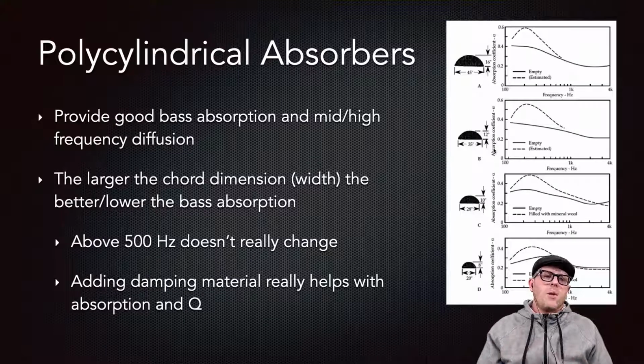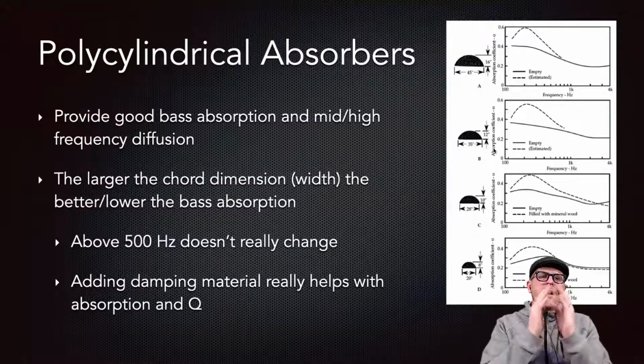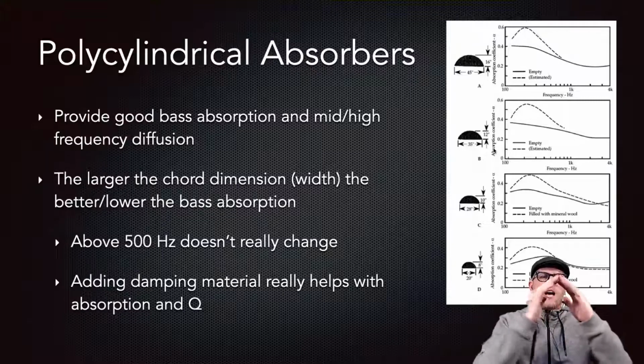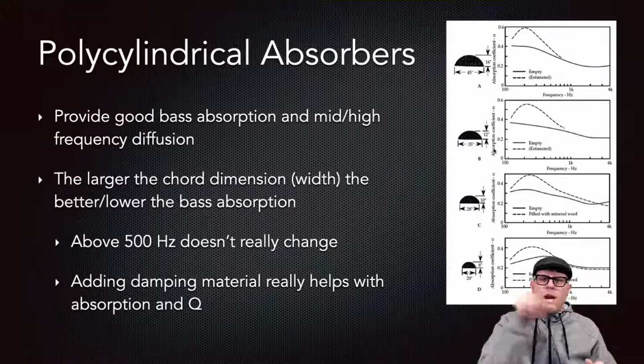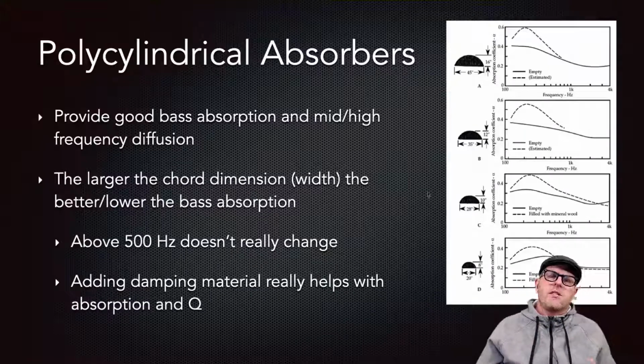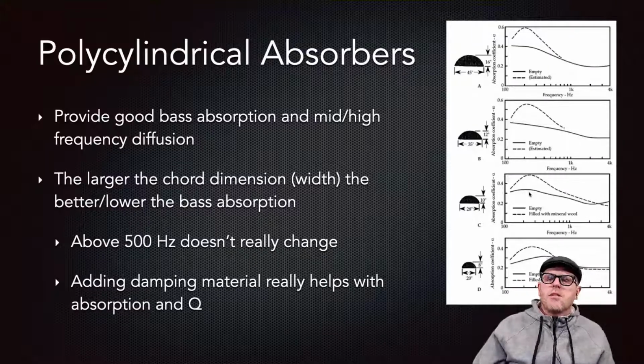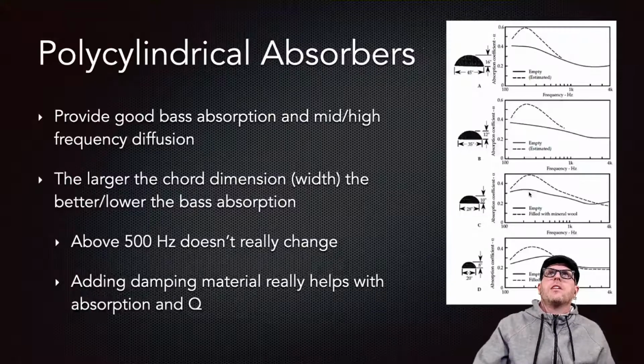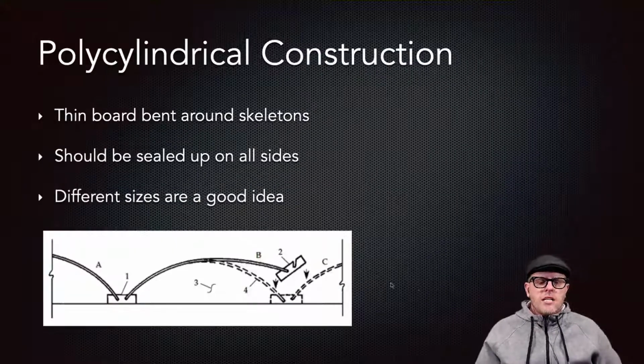So when we're talking about absorption, most of the time we want a tuned absorber, but we want something with a wider range. So it's not just absorbing one frequency. We want to absorb a range of frequencies. So by adding absorption damping material, it's going to allow us to fill out the Q there. So here's how they kind of build these things.